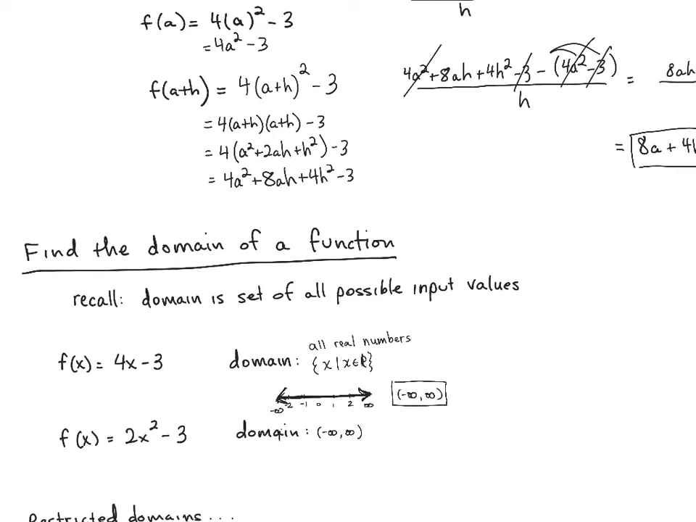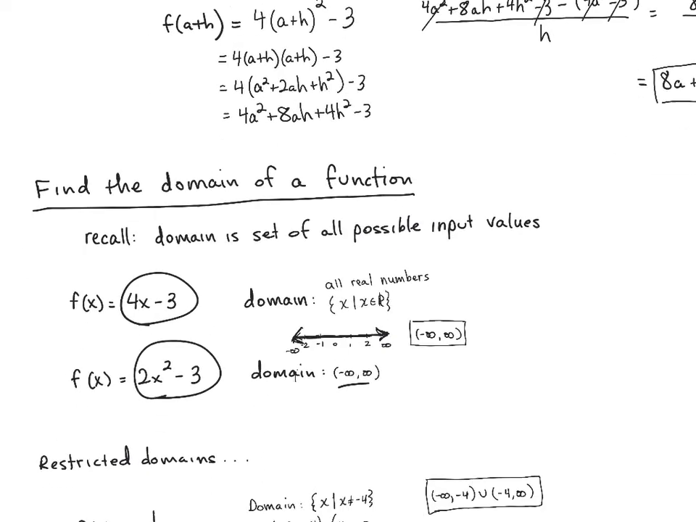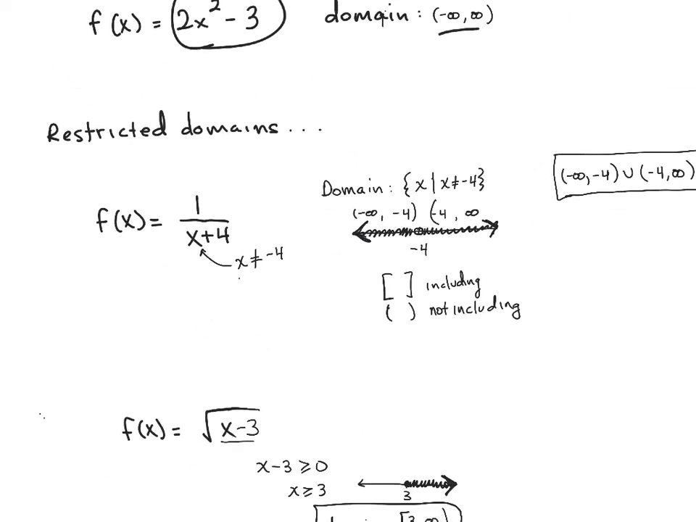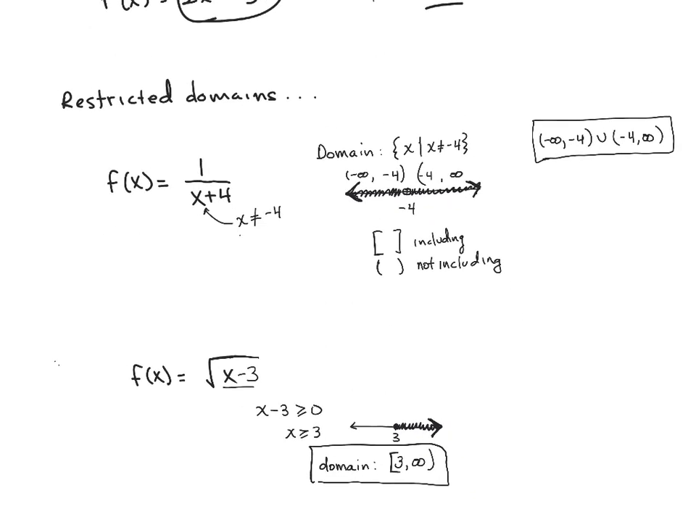And we talked about finding the domain of a function. Sometimes for linear functions and quadratic functions, the domain is just all real numbers. When you have some of these more specialty functions, like a rational function or a square root function, then you have domain restrictions, and you have to figure out what those exclusions are.